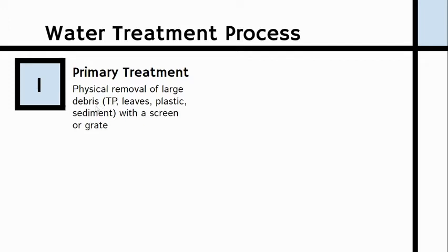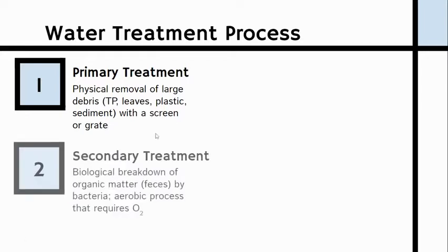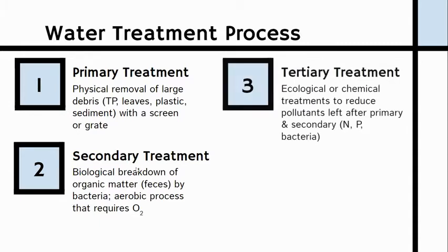Physical removal of large debris like toilet paper, leaves, plastic, sediment with a screen or grate. So first thing, let's just get all of the solid stuff out. Second is secondary treatment. It's the biological breakdown of organic matter, that's feces, by bacteria, and any other organic substances. It's an aerobic process that requires oxygen. So we're breaking down that organic matter. What's left is going to be our nitrogen, phosphorus as well, and bacteria.